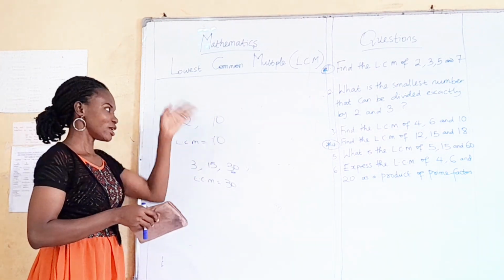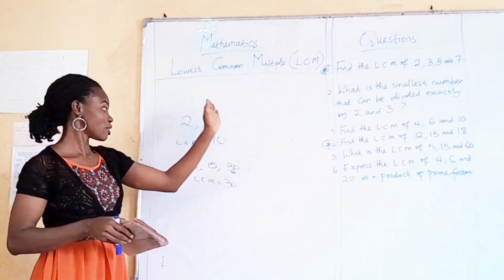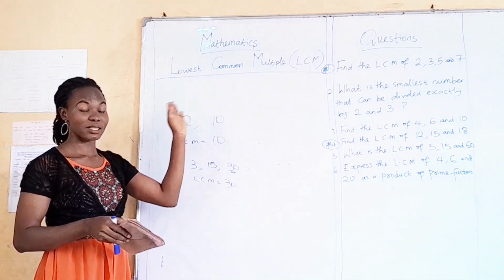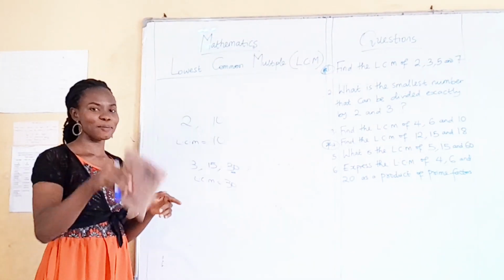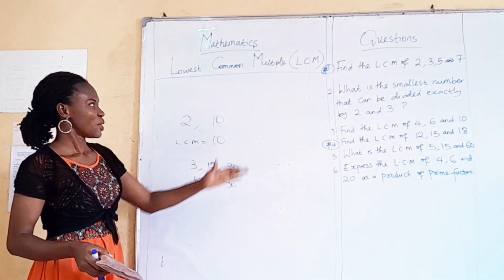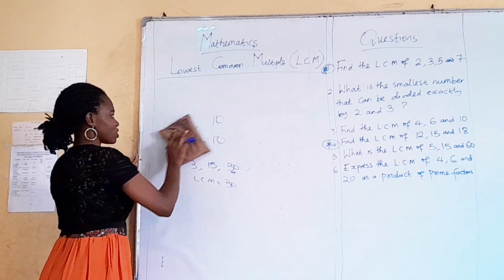Is that understood? Now let's answer these questions. For anything that doesn't fall into the two cases I gave, we're going to use the line method, the normal one we know, to find the lowest common multiple. Alright, let's start answering these questions.